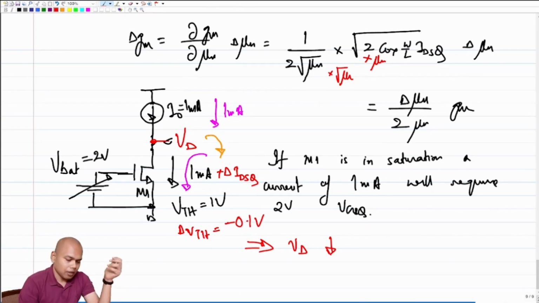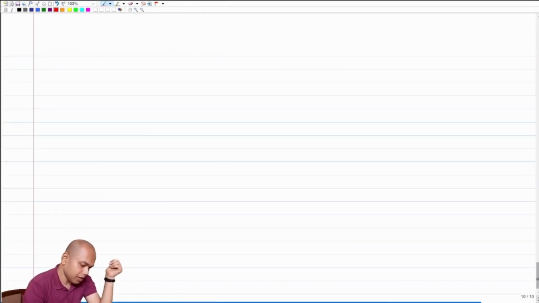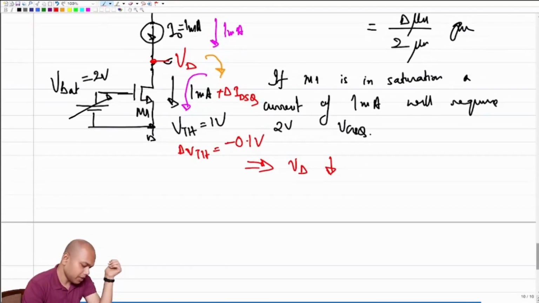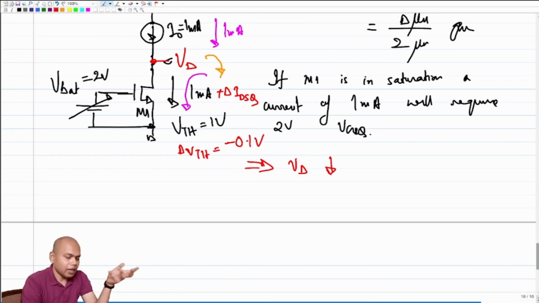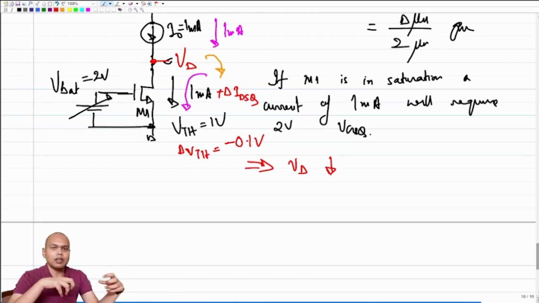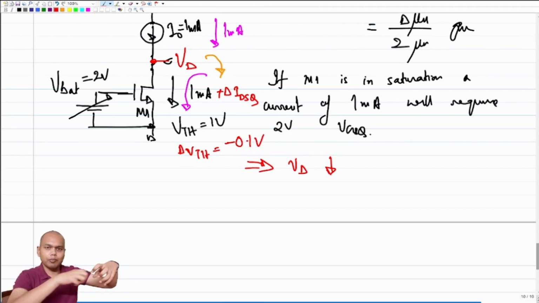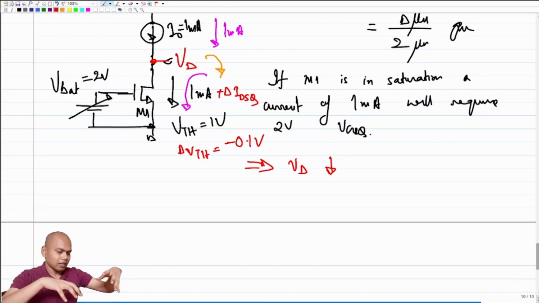What is the problem here? The problem here is the current in the MOSFET in saturation is not dependent on the drain to source voltage. Right? It's like an ideal current source. Since it is not dependent on the drain to source voltage, no solution exists if you have a difference of current. That you are pushing in 1 milliamp, you are pulling out more than 1 milliamp, and VD will keep on dropping.